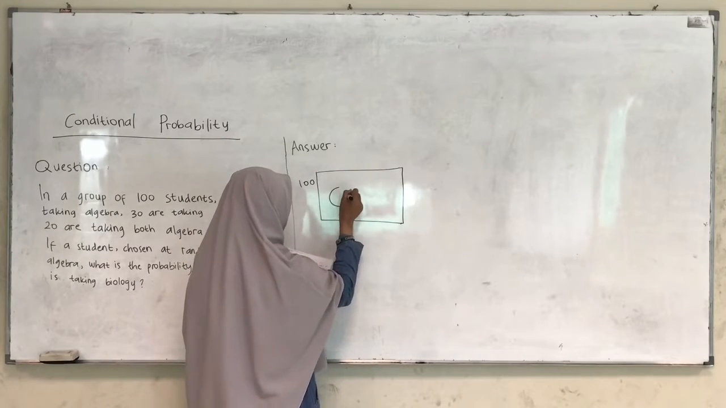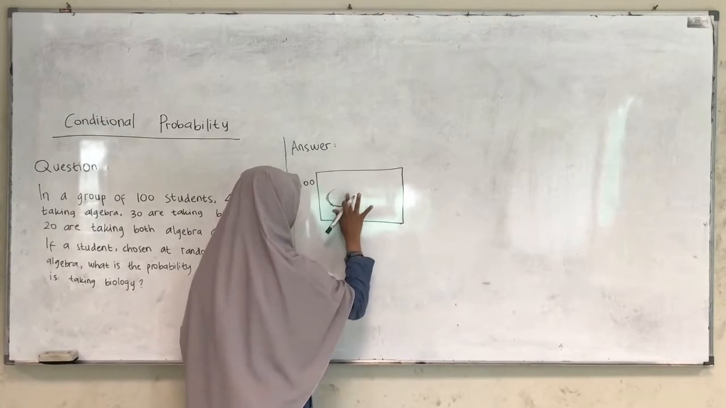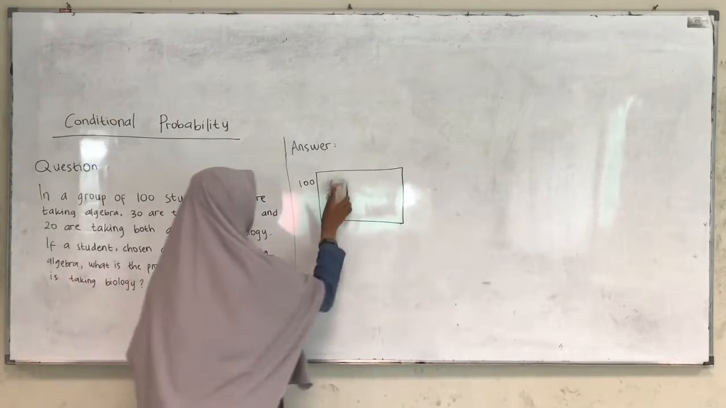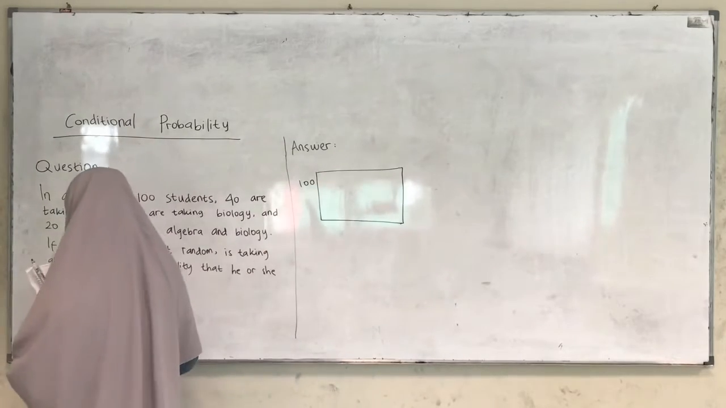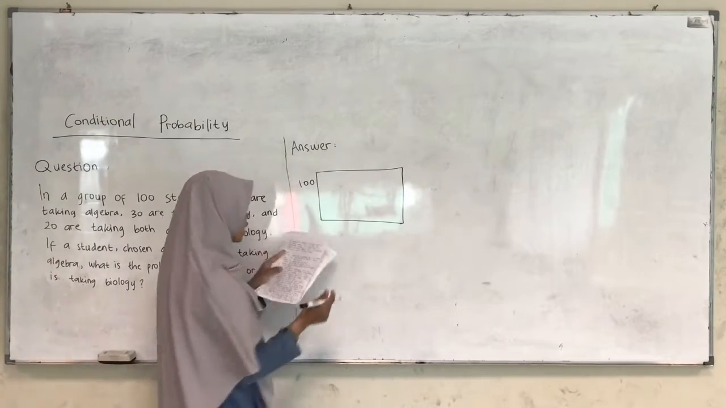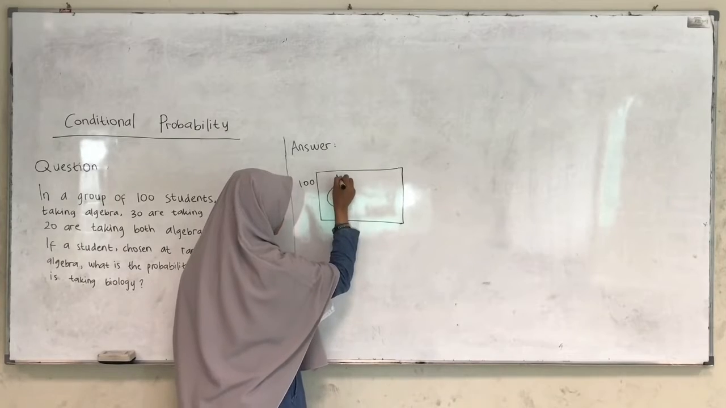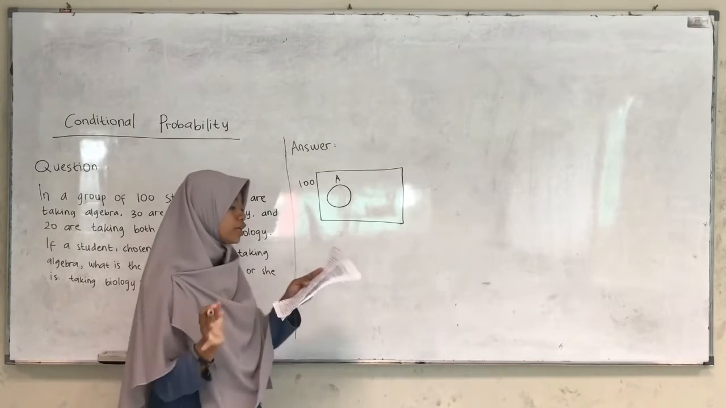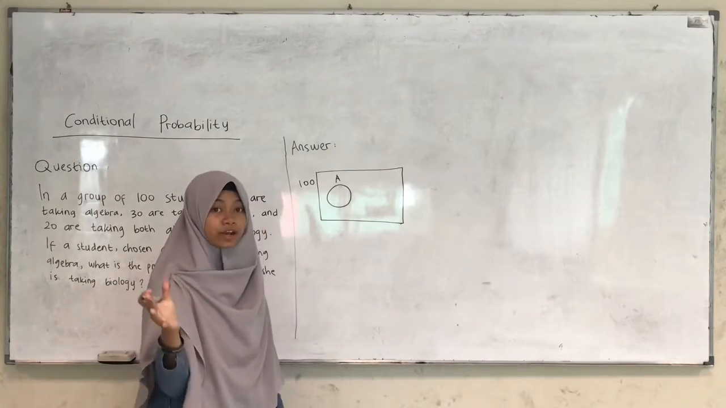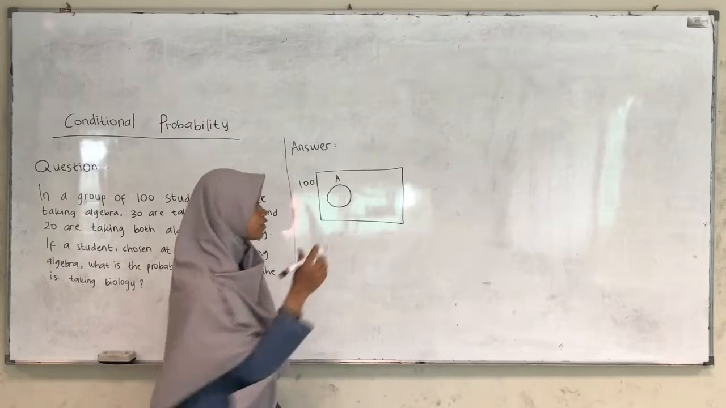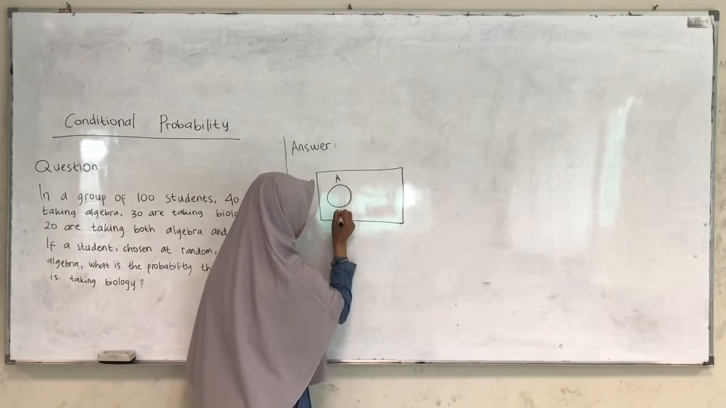There's what we will call group A. Group A is for the students who are taking algebra, and we have 40 students in that group.